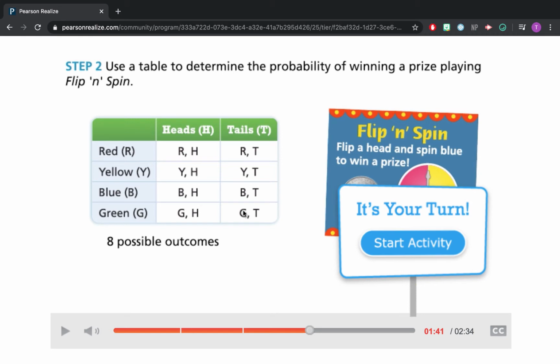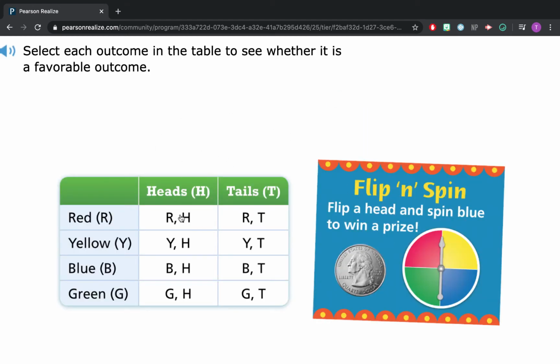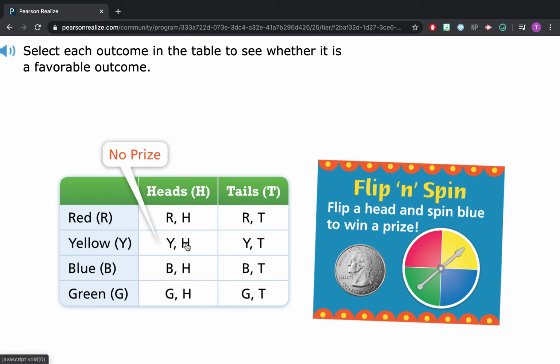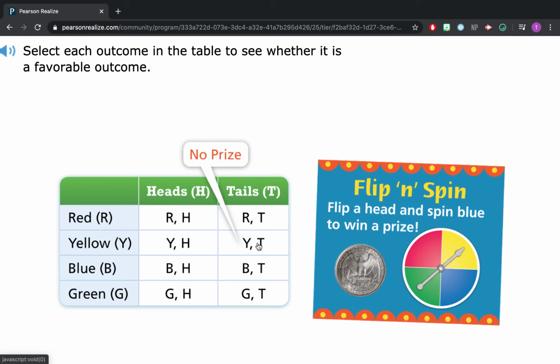But remember, we could also use multiplication to think through this. So we are going to select each outcome in the table to pick which ones are favorable. So let's click this first one. This is no prize. If we land on red and get a heads, that does not meet the qualifications. Neither does this one, and it's actually updating over here, which is pretty cool. Neither does this one. Neither does this one. So we're 0 for 4 so far in our trials, our sample space.